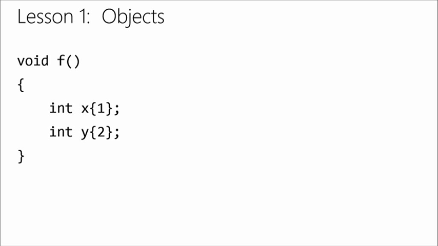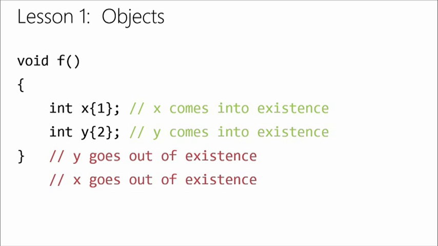So another important thing is that of object lifetime. So we've discussed scope a bit already. We've discussed that the scope of x is from the point it's declared to the end of the function, and the scope of y is from the point it's declared until the end of the function as well. Closely related to this, at least for local variables, is what's called lifetime. So the variable x comes into existence when it's declared, and it goes out of existence at the end of the block in which it's declared. And the same is true for y.